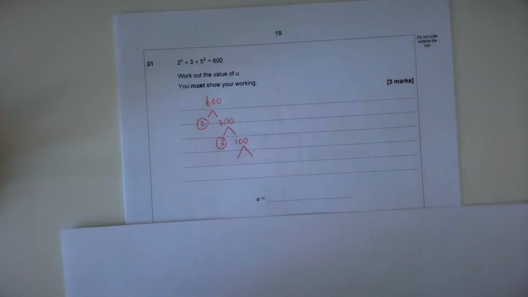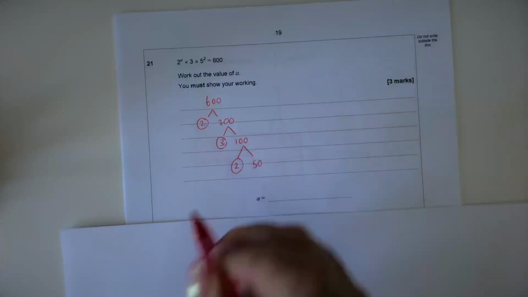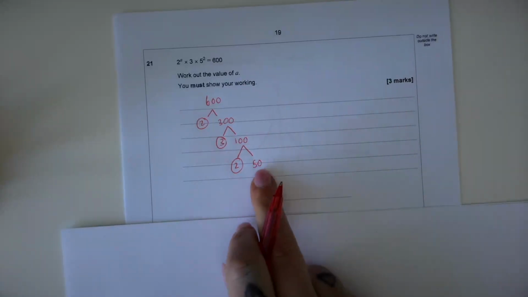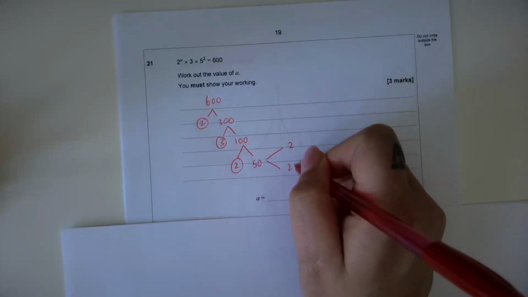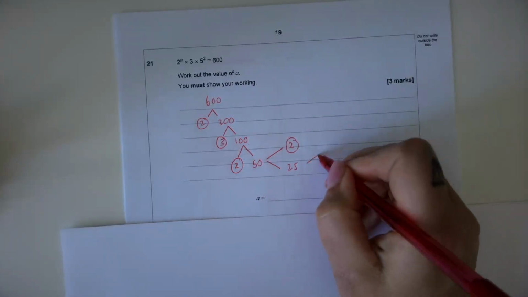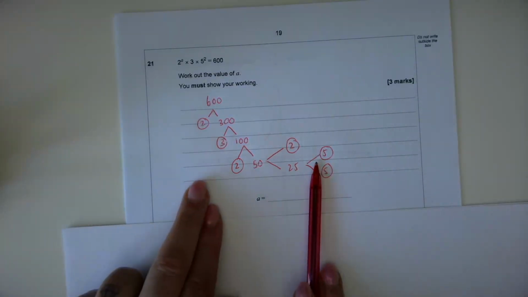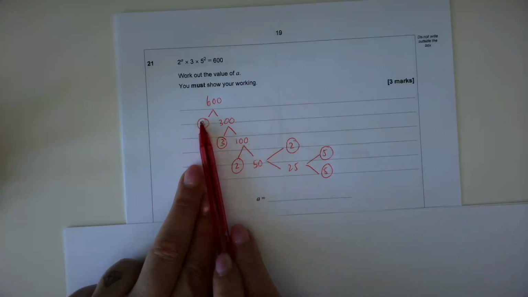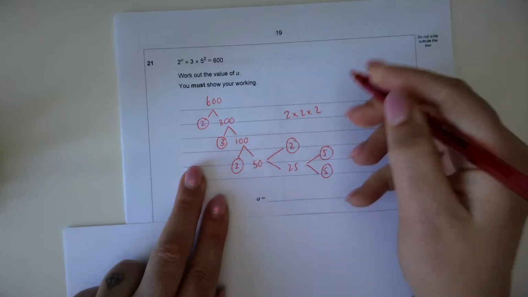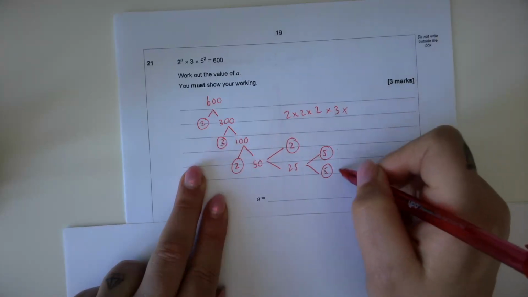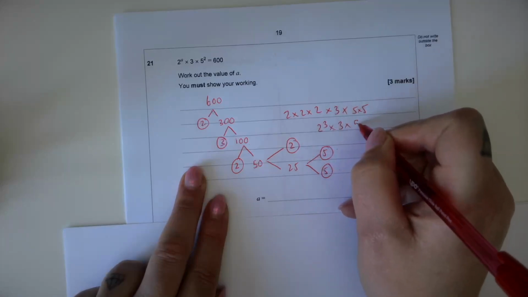Same again, two numbers that multiply to give me 100. I'm going to go with 2 times 50. 2 is a prime number. Now I need to continue the 50 branch. I'm going to go with 2 times 25. And then I'm going to go with 5 times 5 for 25. So if I was to write this as a product of prime factors, I would write 2 times 2 times 2 times 3 times 5 times 5, which is 2 cubed times 3 times 5 squared.